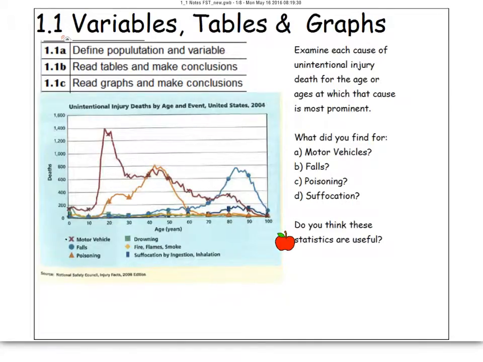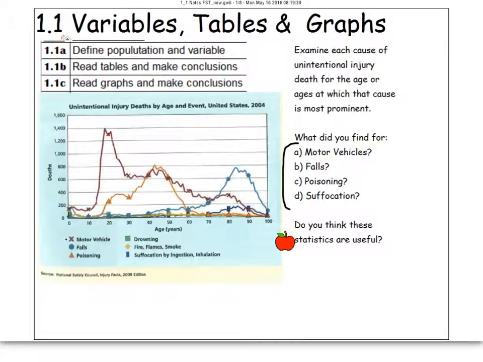In learning objective B and C, we're going to focus on reading tables and making conclusions and reading graphs. So clearly this one right here is going to have us start off by reading some graphs. So here's what we have. It says examine each cause of unintentional injury death for the age or ages at which that cause is most prominent. And they want us to look at what did we find for these particular 4 categories.